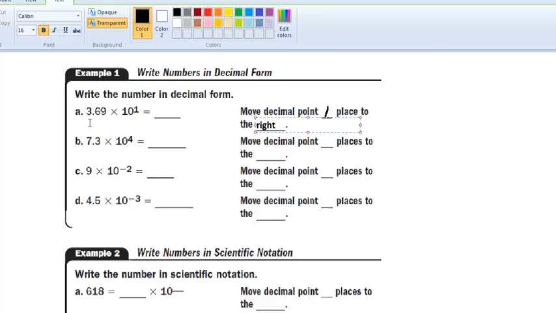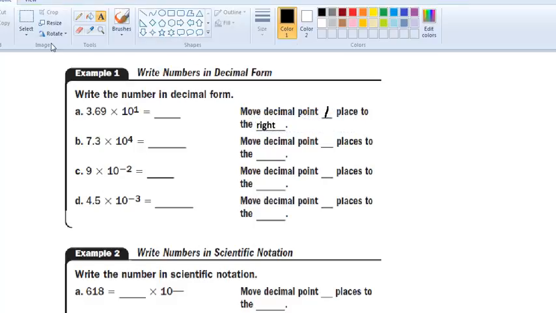So when we move it 1 to the right, it goes right here. It goes from after the 3 to after the 6, so it's going to be 36.9.